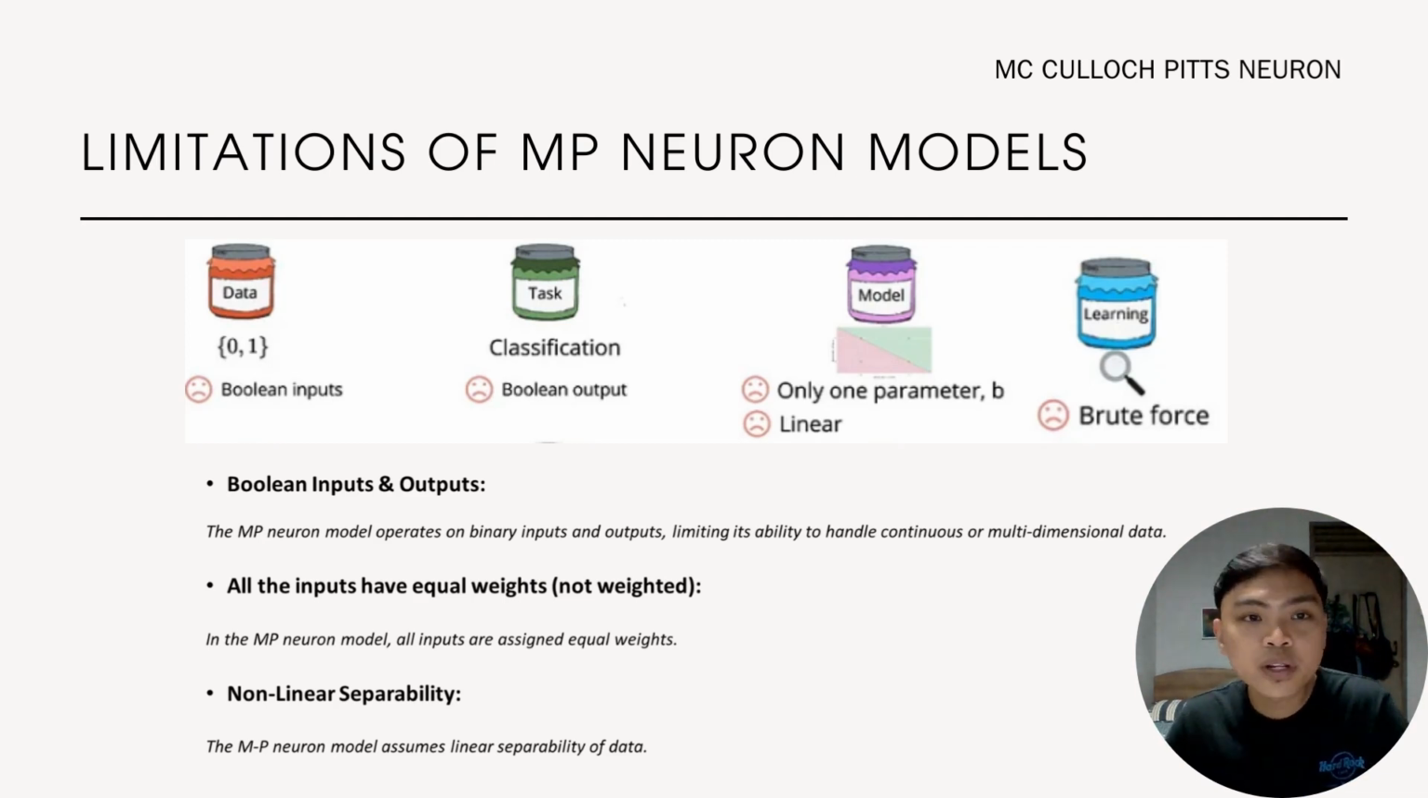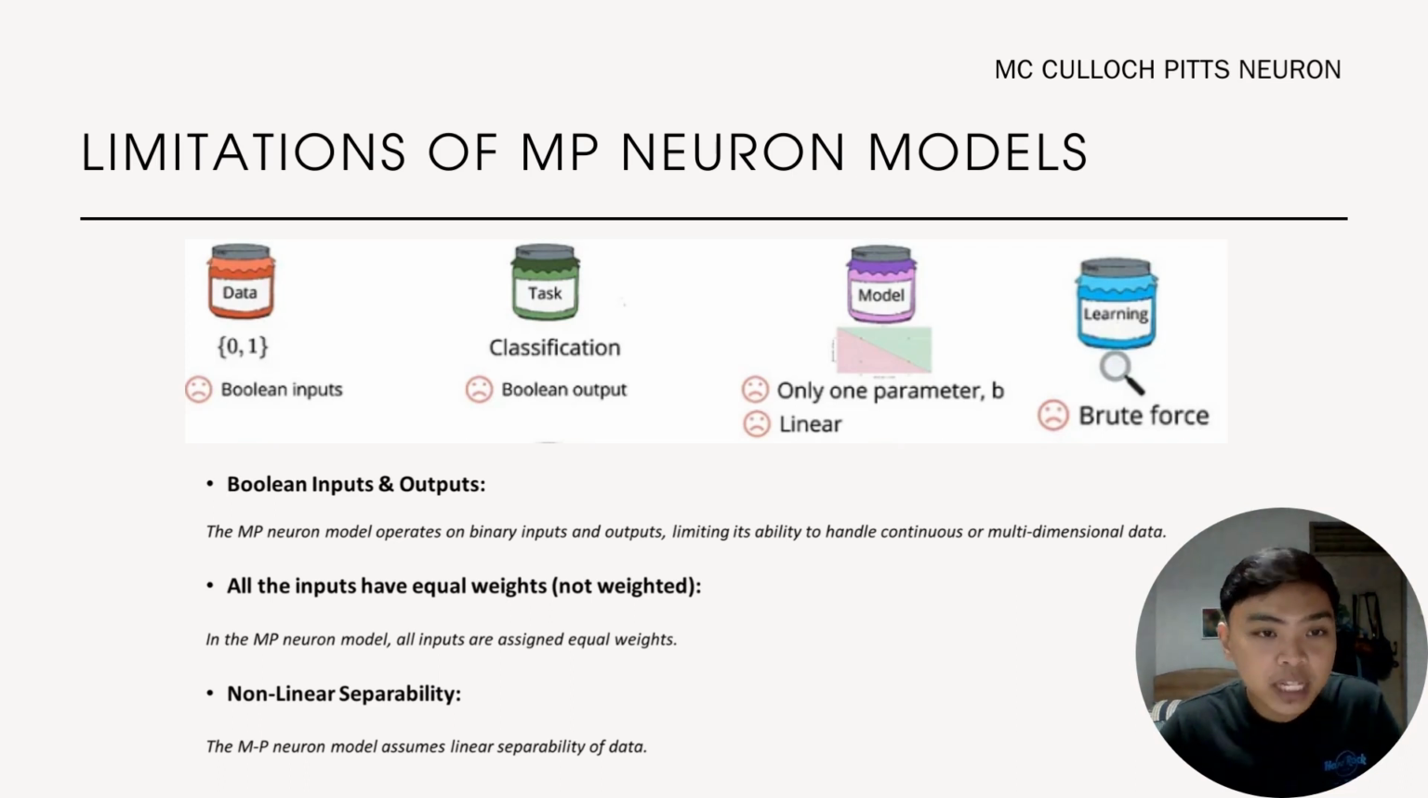In the MP neuron model, all inputs are assigned equal weights. This assumption implies that all inputs contribute equally to the output of the neuron, where it follows strictly by its threshold value wholly. As an example, it cannot prioritize certain inputs or capture varying degrees of significance.